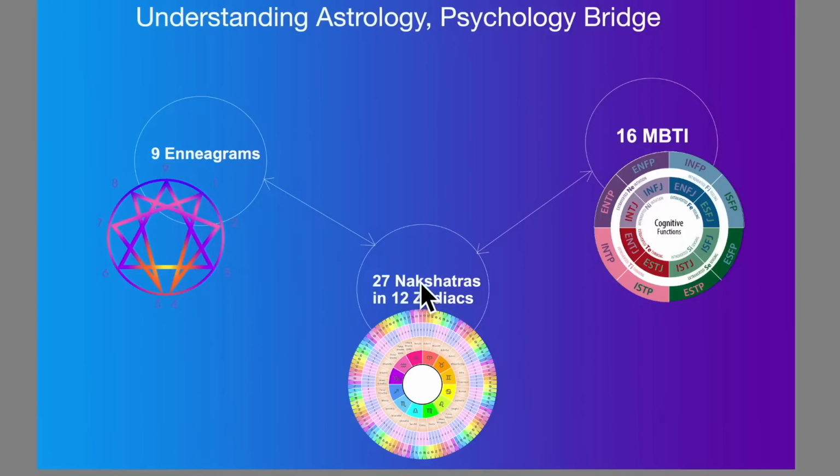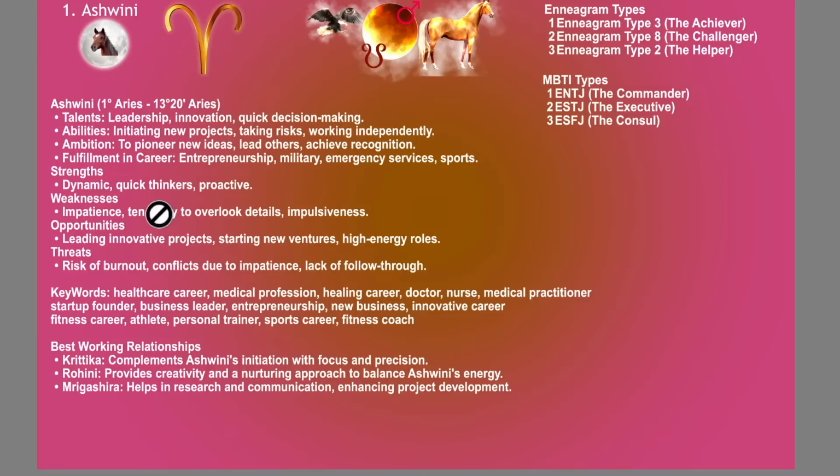So there will be 27 videos, one for each. This is the introduction part of every video. And how we are going to cover that is by taking a standard format. This is for Rohini Nakshatra, for example, where we are going to discuss the talents, abilities, ambition, and fulfillment in career first. Then we are going to do some SWOT analysis, strengths, weaknesses, opportunities, and threats, for each from a personality perspective. Then we are going to have some keywords discussing the different career possibilities for such nakshatras, especially if it's the Lord of the D1 or the D10.